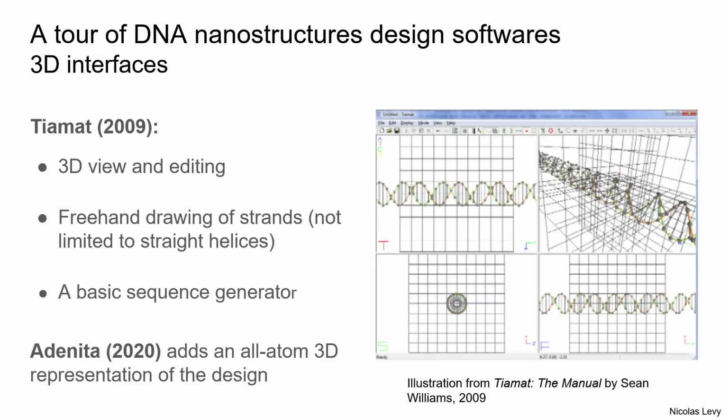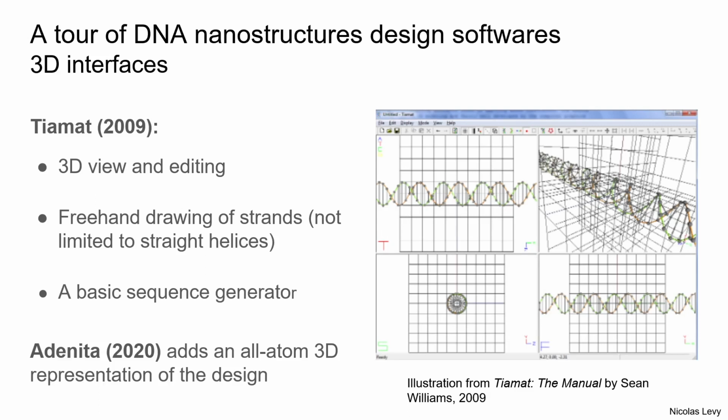The software Tiamat was released in the same year as CADNano and proposes a completely different approach. It offers a 3D editable interface that does not restrict the user to straight helices. The main benefit of providing a 3D interface is that it makes it much easier to work with the peculiar geometry of the DNA double helix. Without a 3D view, connecting strands from non-parallel helices can be very tricky.